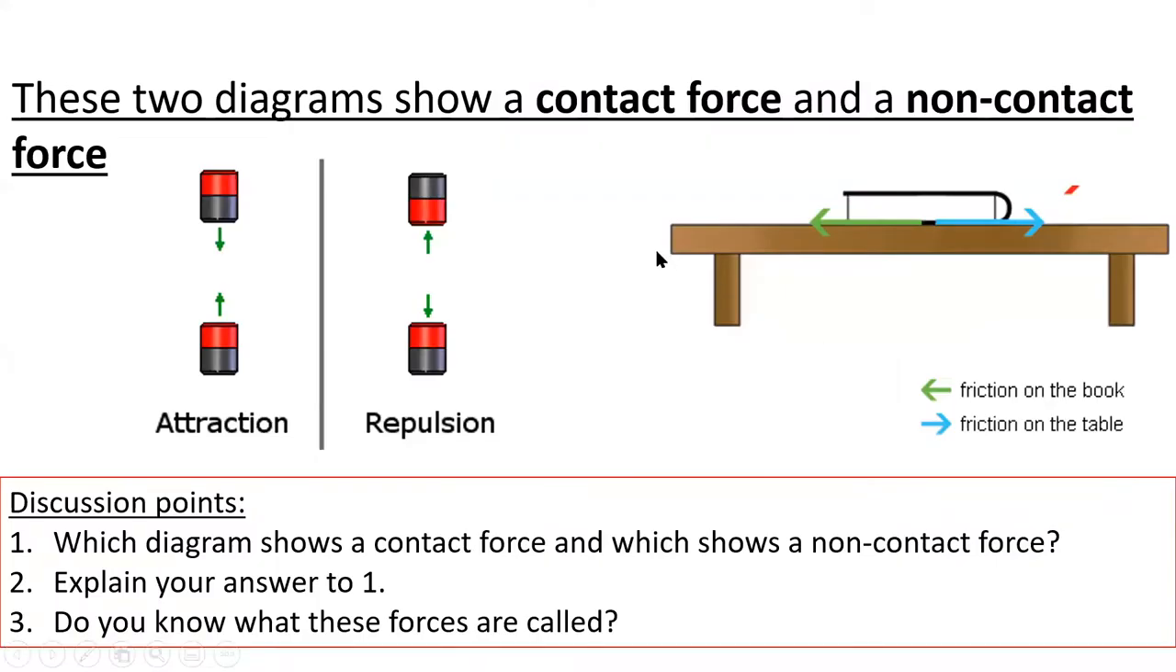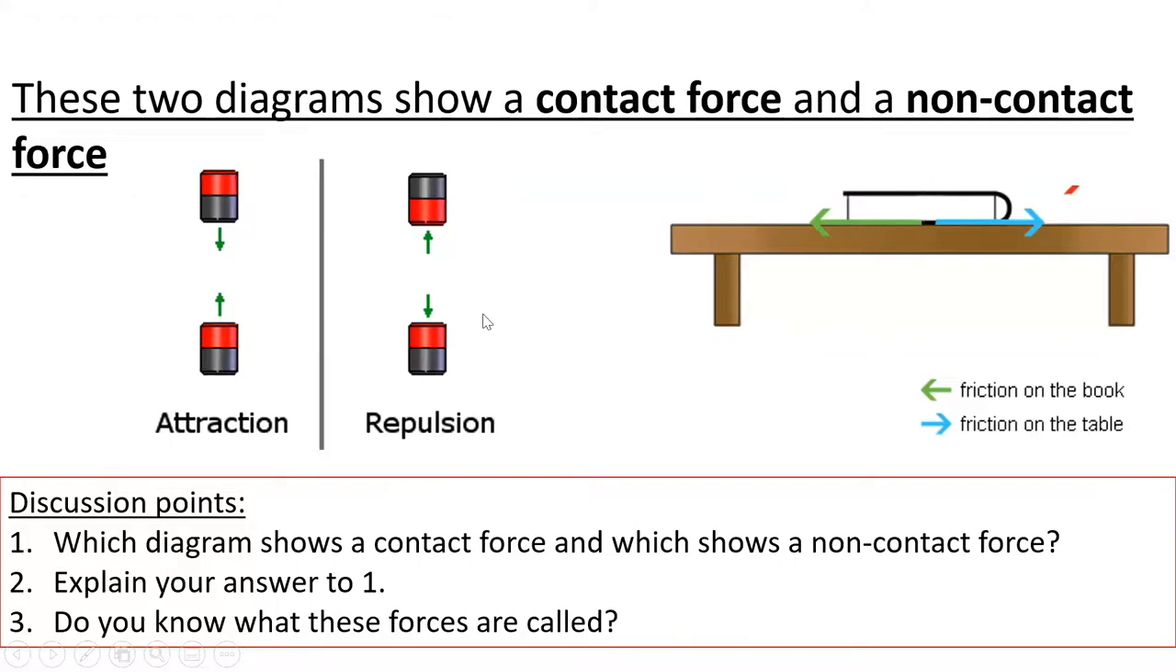Okay, so we've got straight in there, we've got two diagrams. These are magnets it's showing here. So these two diagrams show a contact force and a non-contact force. We've got two magnets attracting, so two opposite poles attracting and two similar or like poles repelling. And you've got a book on the table being slid along. So think about which diagram shows a contact force and which shows a non-contact force.